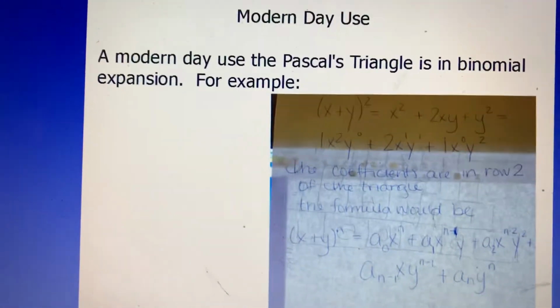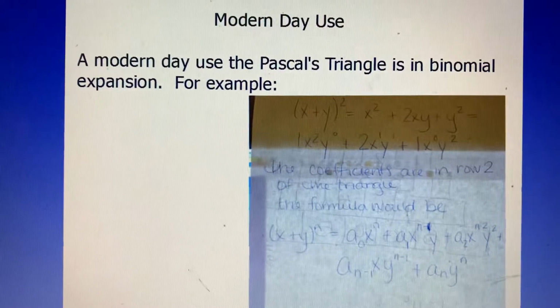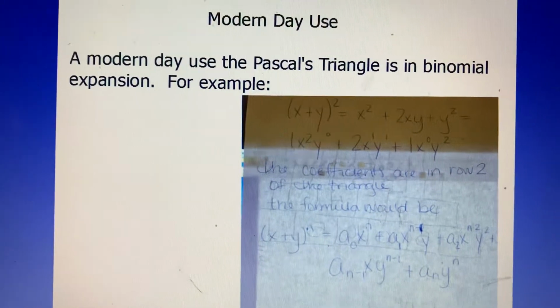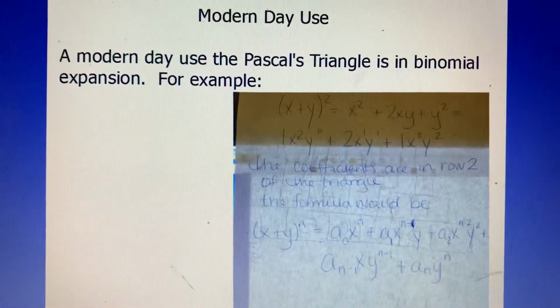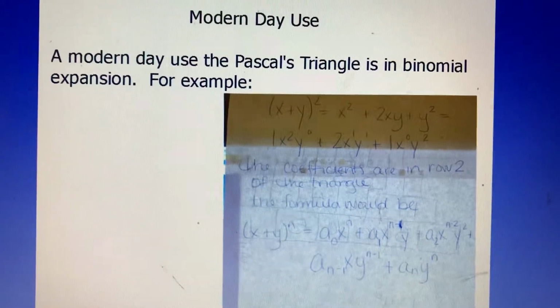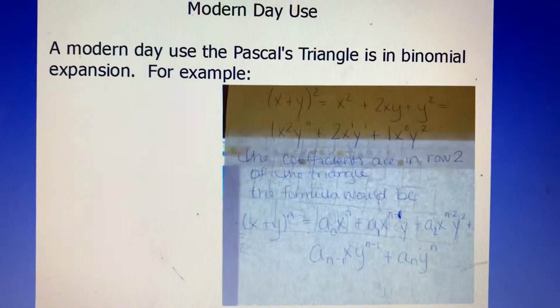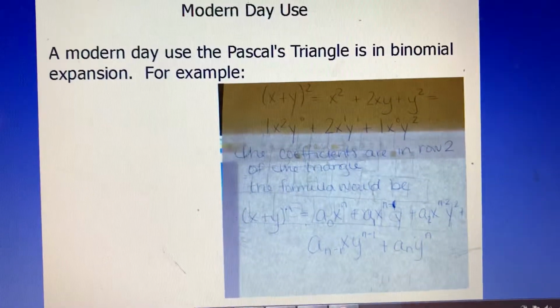So some modern day uses is binomial expansion. So parentheses x plus y squared becomes x squared plus 2xy plus y squared. And your coefficients are 1, 2, 1, which is the third row of the triangle.